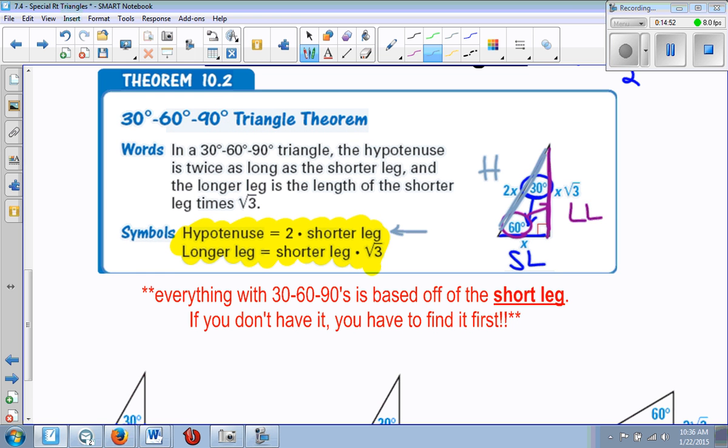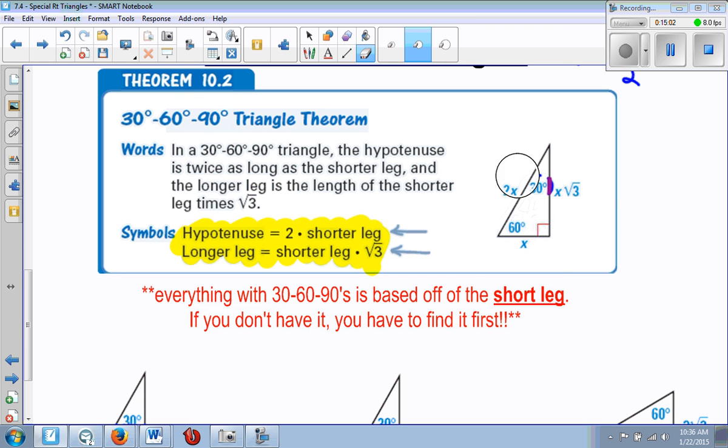So if the short leg was 4, the hypotenuse would be 8. In order to find the long leg, you're going to multiply the short leg by root 3. So again, if the short leg was 4, the long leg would be 4 root 3. So just a very basic number example here. If I told you that this was 10, that makes the hypotenuse double that, which is 20, and that makes the long leg 10 times the square root of 3. That pattern will hold true for any 30-60-90 triangle.